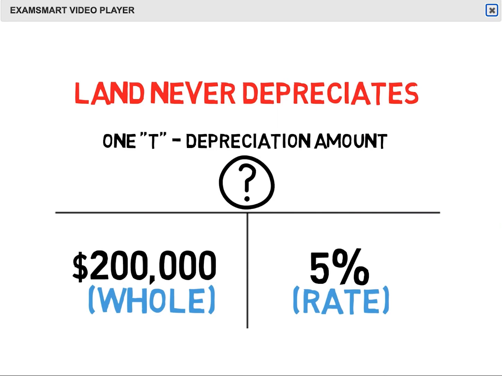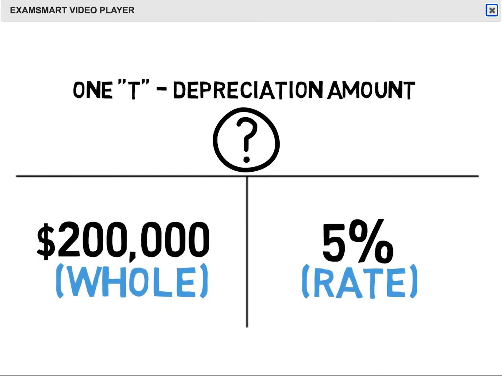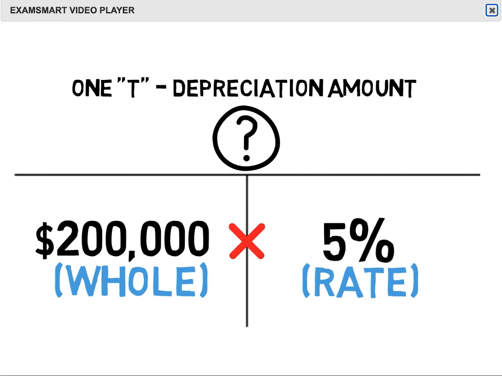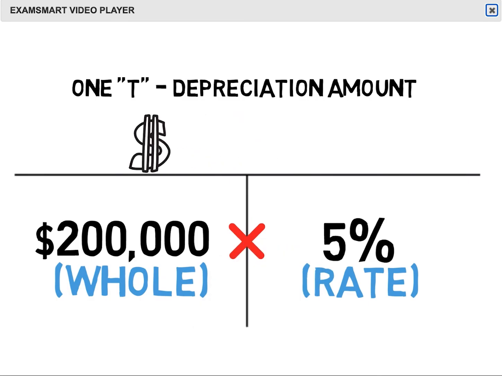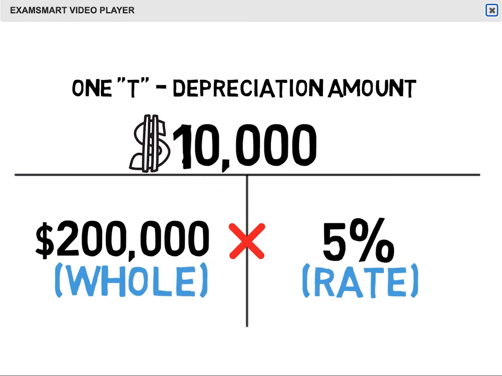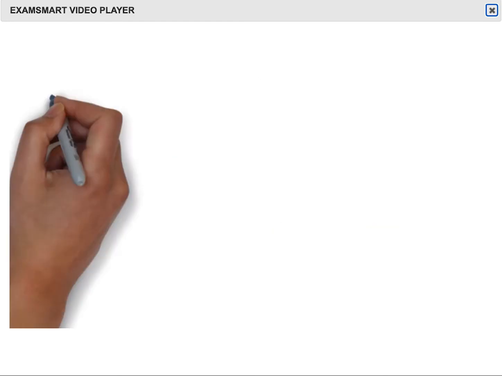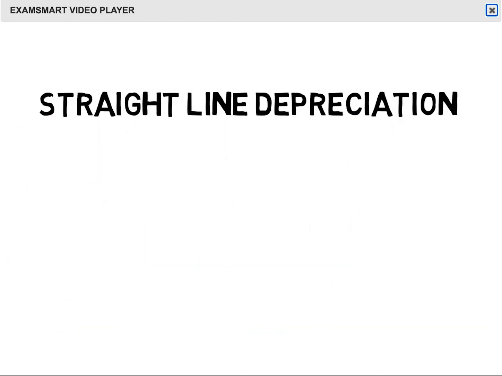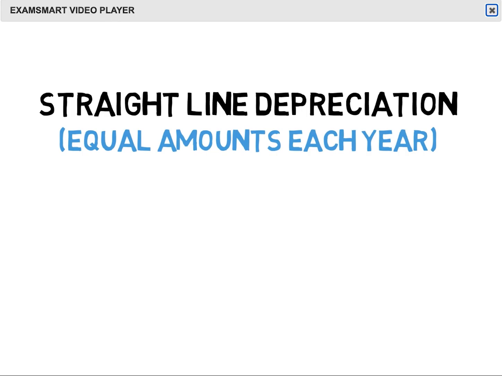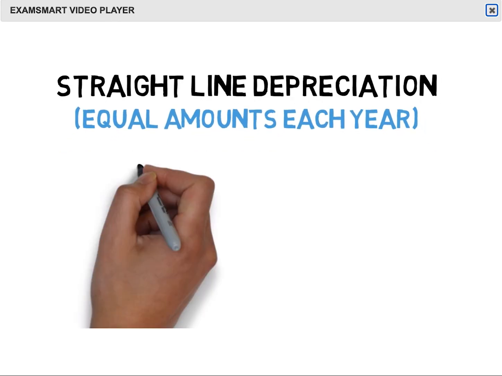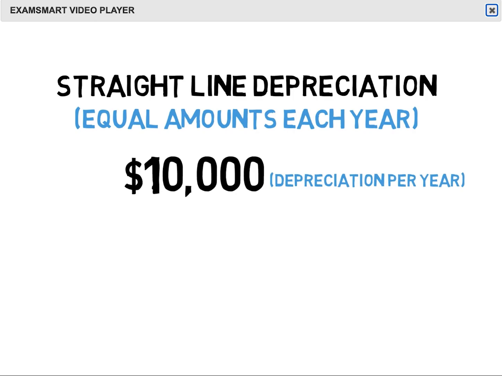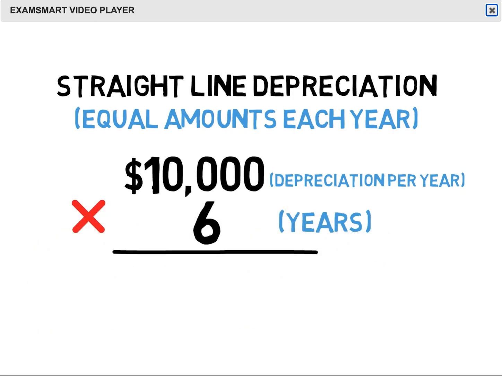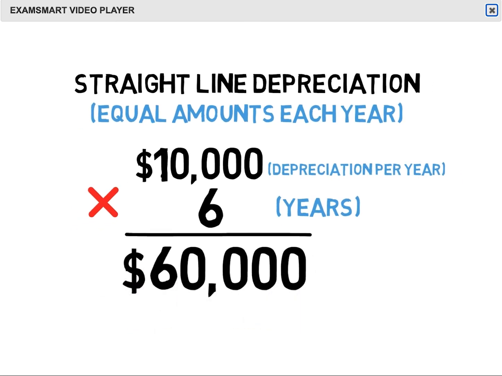So we will take the $200,000 of improvements, like a structure, times the 5% depreciation rate to get the part, or the $10,000 of depreciation per year. We need 6 years worth of depreciation, and remember, we always use straight line method, which is equal amounts each year. So to finish out, we simply take the $10,000 of depreciation per year times 6 years to get the total depreciation of $60,000 for our answer.